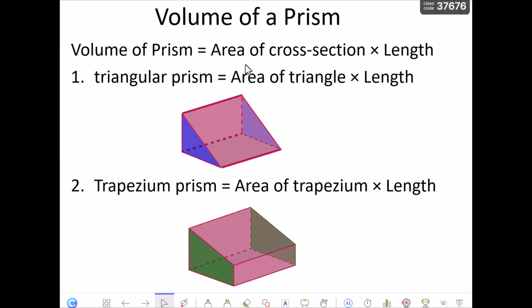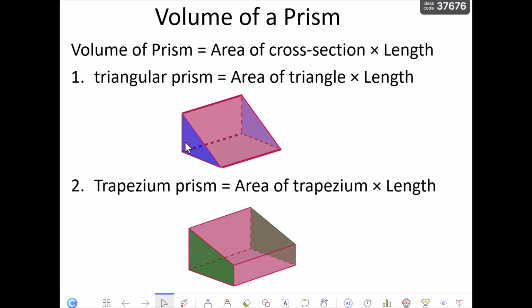So volume of a prism. Now, looking at the meaning of prism, we said a prism has a face that goes across. And that face that is uniform that goes across is what we call cross section. So all you need to do to get the volume of a prism, identify the face that goes across to the other end and multiply it by the length.